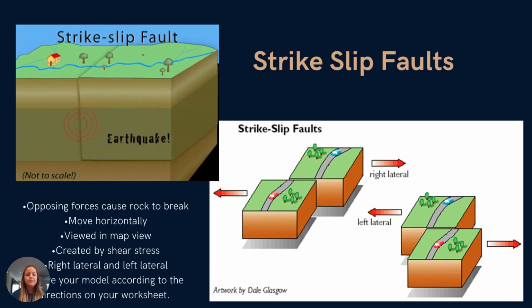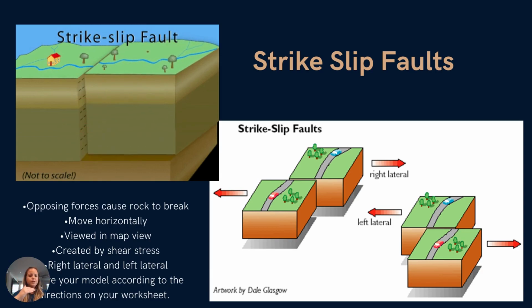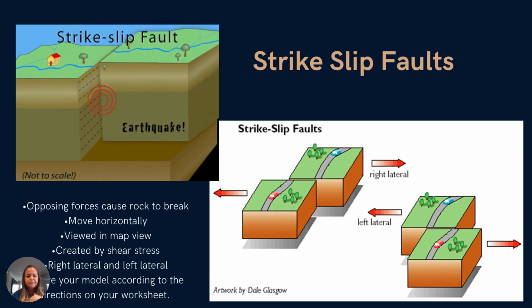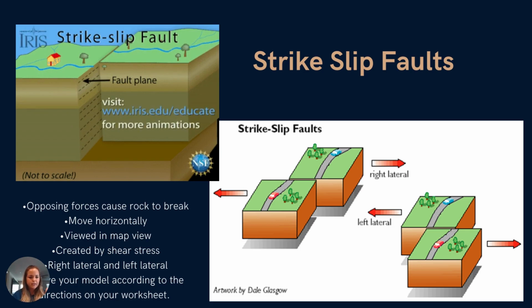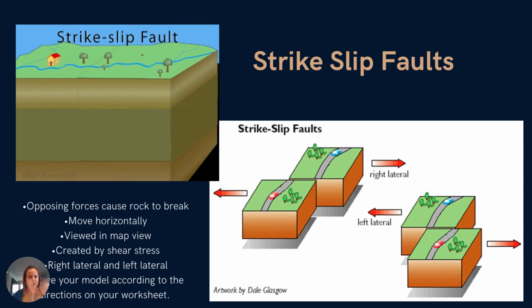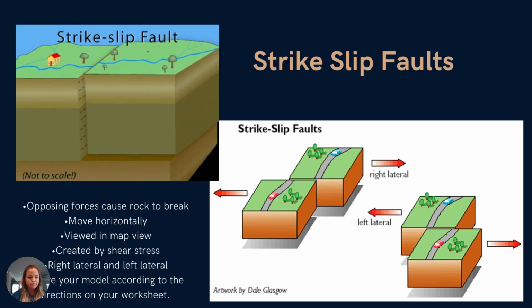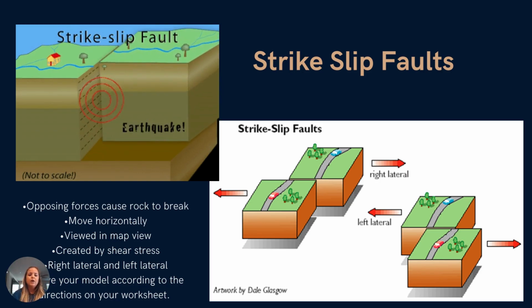Okay, so those were all the dip slip faults. Those are all the things that move vertically. Now we're looking at things that move horizontally. So these are your strike slip faults. They move side to side, okay? So they are driven by shear stress. So rocks are being sheared apart here. These are associated with your transform plate boundaries, okay? So here we either see right lateral or left lateral.